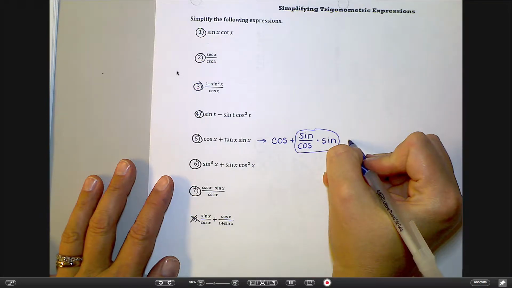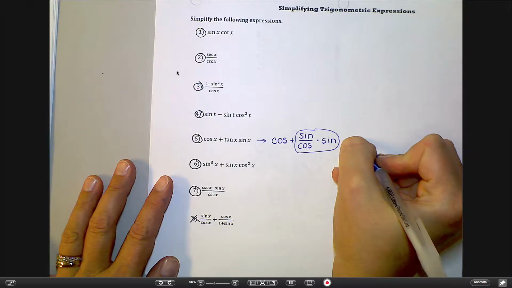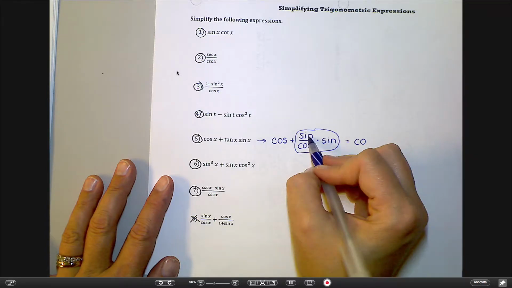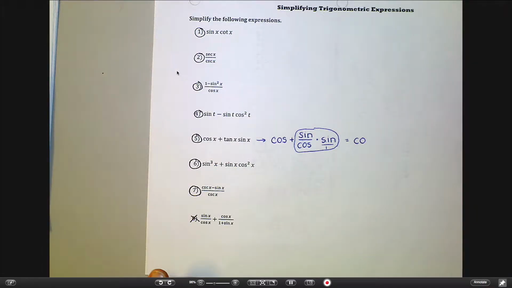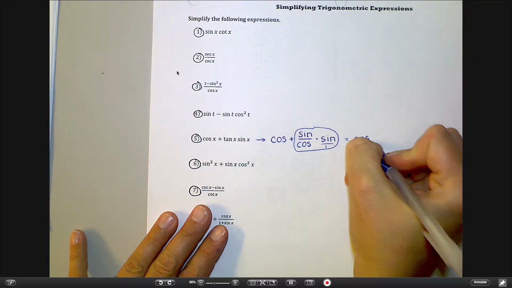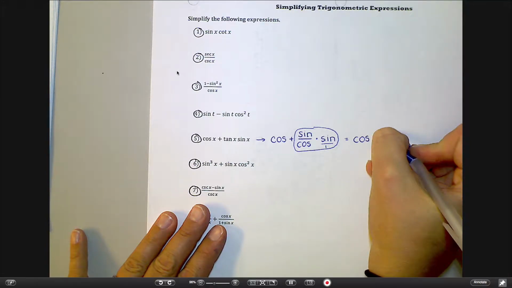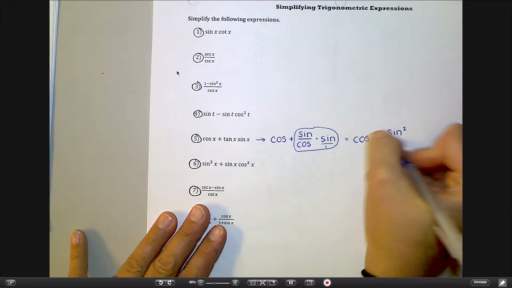What's that going to give me? Sine squared over cosine. Good. Yeah, you're really just multiplying on the top because remember there's like a 1 down there. All right. So that's my first cosine. And then I'm going to have sine squared over cosine.